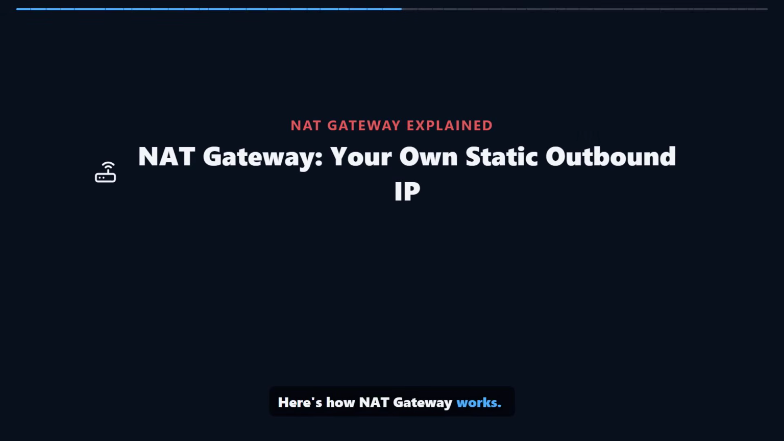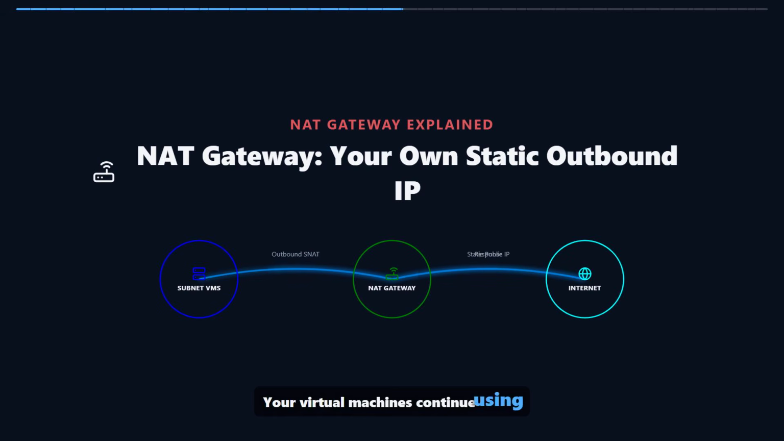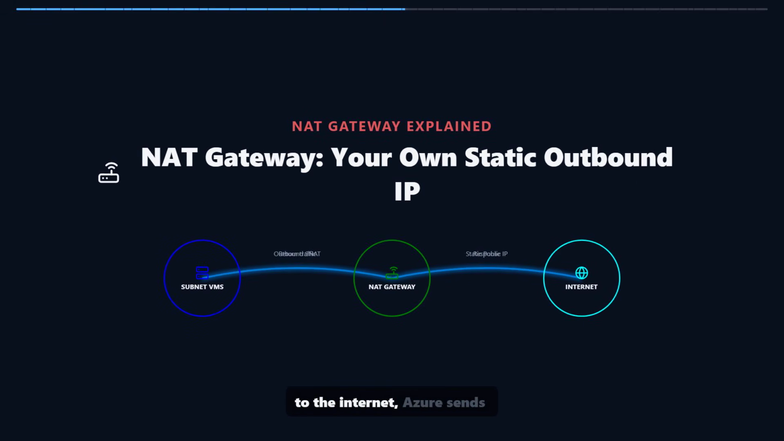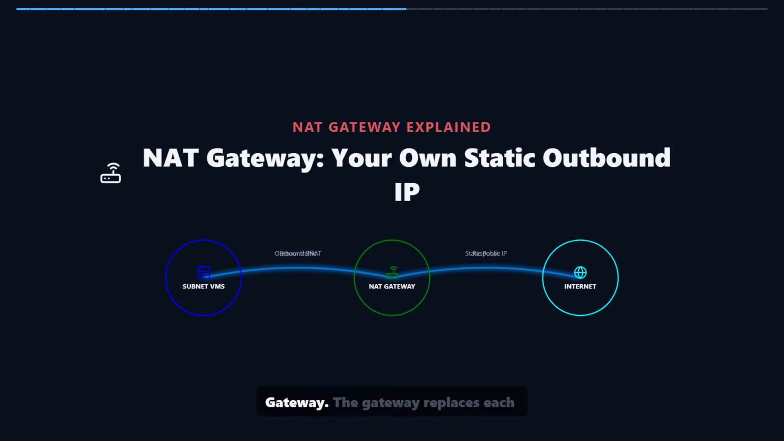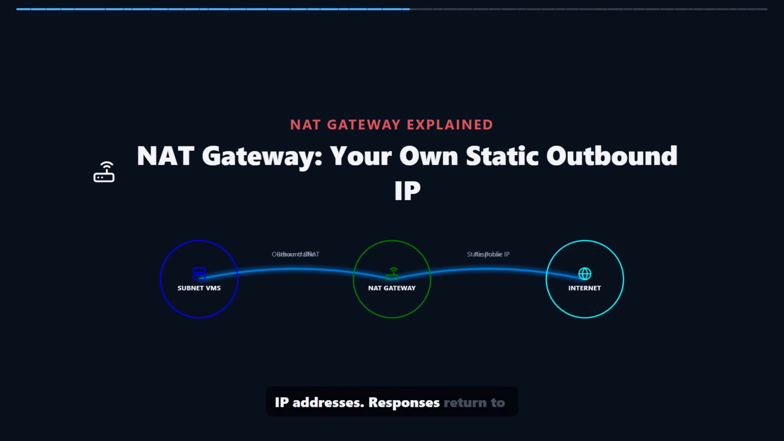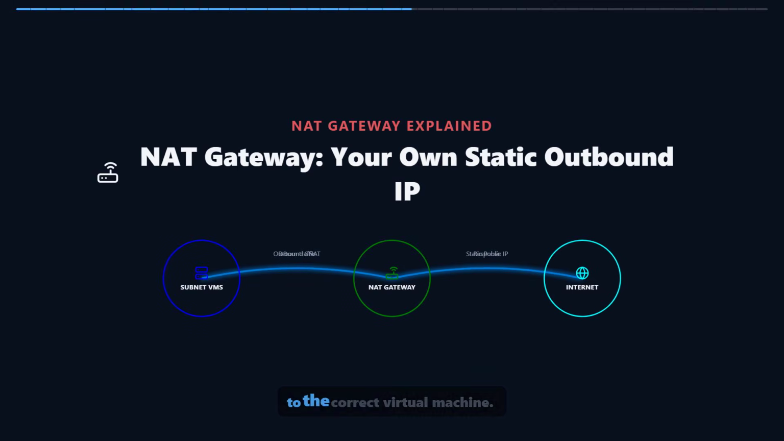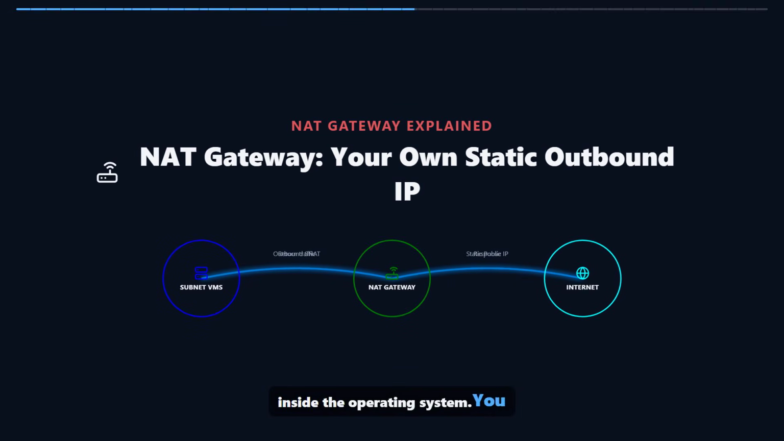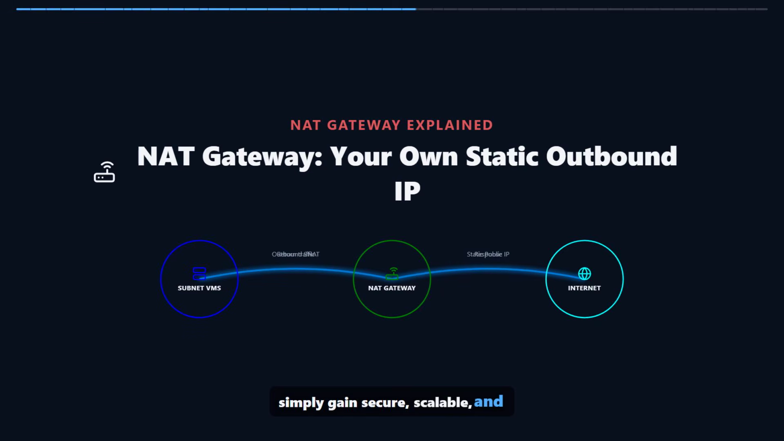Here's how NAT Gateway works. Your virtual machines continue using their private IP addresses inside the VNet. When they connect to the internet, Azure sends the traffic through the NAT Gateway. The gateway replaces each private source address with one of its assigned static public IP addresses. Responses return to that same public IP. Azure automatically translates the traffic back to the correct virtual machine. None of the VMs need public IP addresses. Nothing changes inside the operating system. You simply gain secure, scalable, and predictable outbound connectivity for the entire subnet.